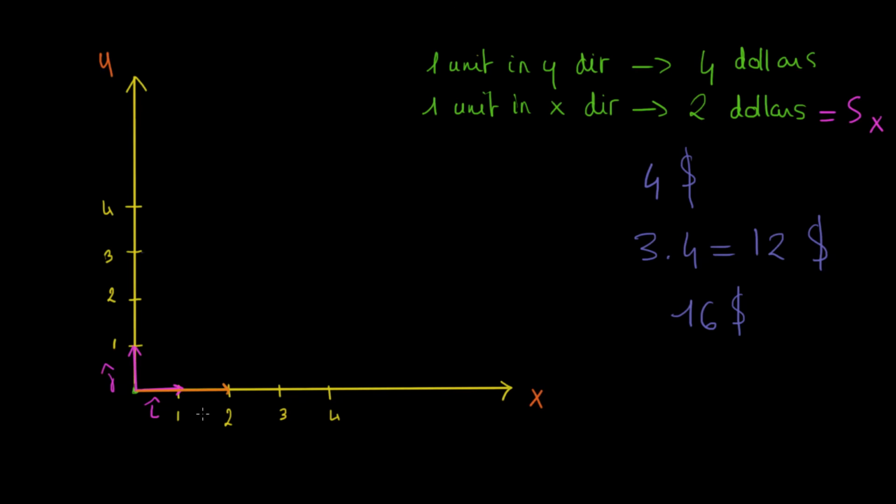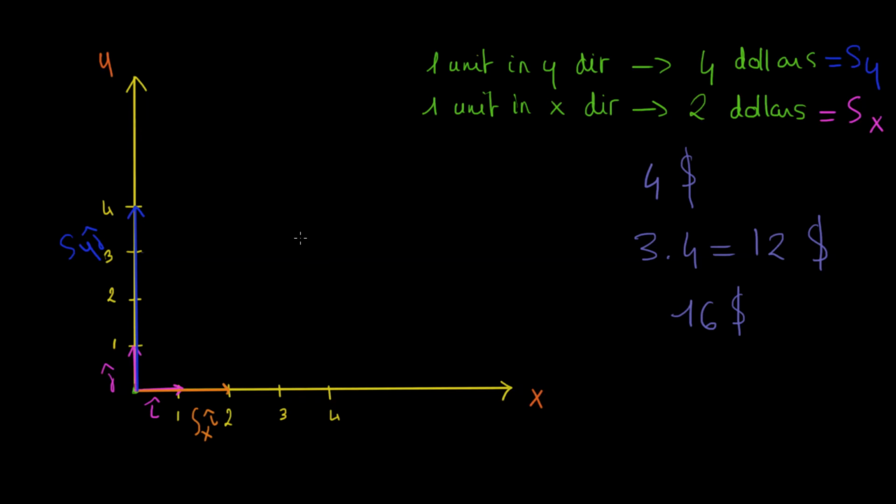Alright, so this is the s sub x times i vector. Now let's draw another vector, the s sub y times j vector. We've seen that s sub y was equal to 4 in this example, so the s sub y times j vector will look exactly like this. So this is the s sub y times j vector.